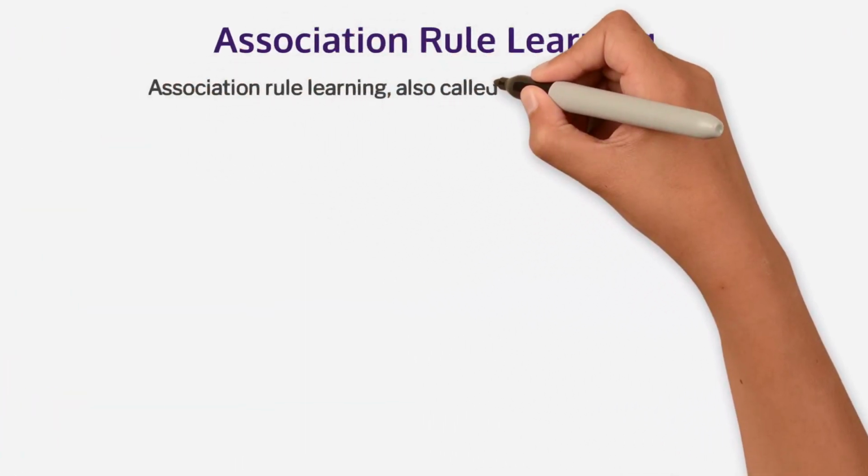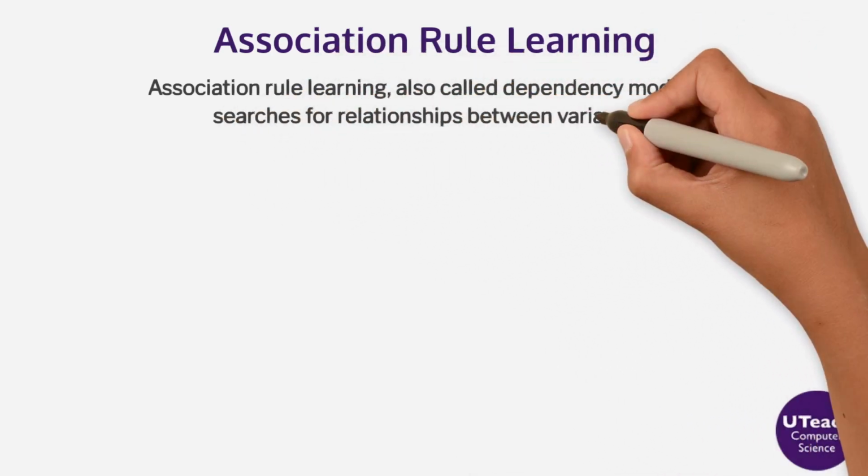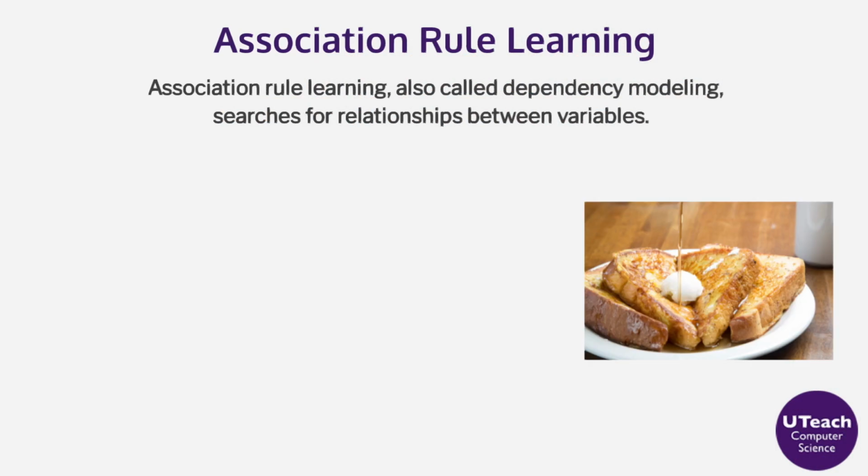Association rule learning, also called dependency modeling, searches for relationships between variables. French toast is one of America's favorite breakfast foods. If you are making French toast, you're going to need milk, bread, and eggs. By using association rules, we can group items together logically and attempt to make predictions.